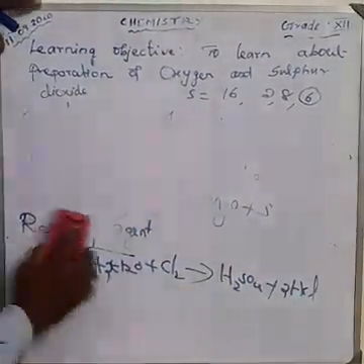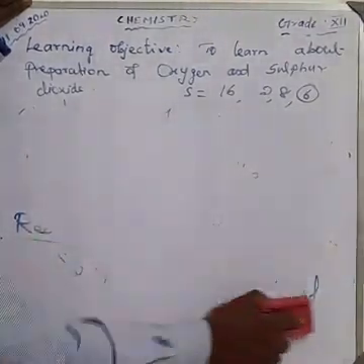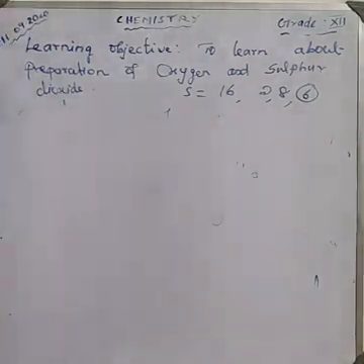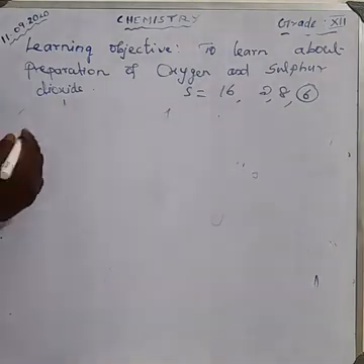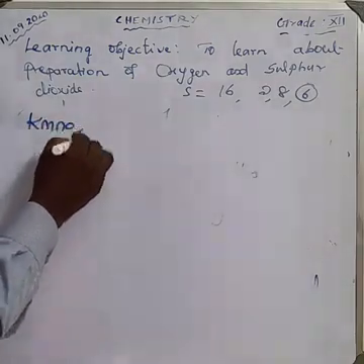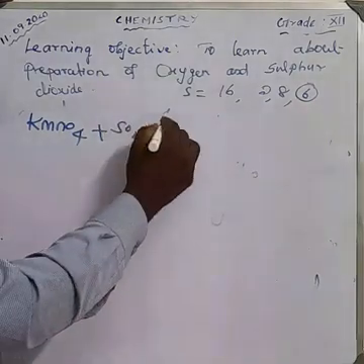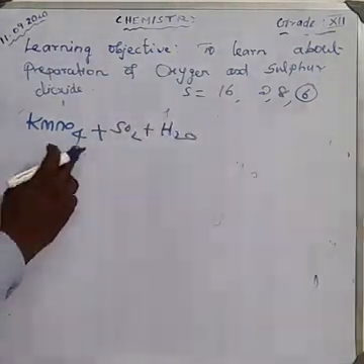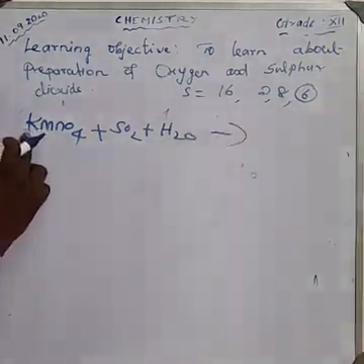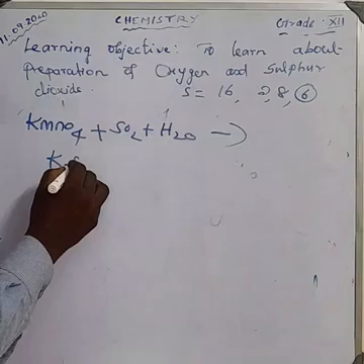This is one of the important questions. What is the formula for potassium permanganate? KMnO4. Am I right? KMnO4. Potassium permanganate reacts with sulfur dioxide in the presence of water. Here potassium combines with sulfate ion to form K2SO4.